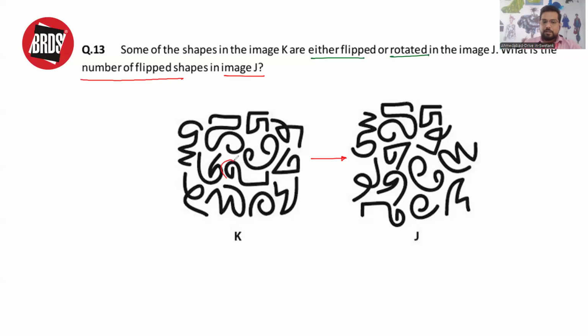But the point is the position of a few of the elements has also been changed. Like this particular one, you will find over here. So position also has been changed, but that's not my question. The question is about only those which have been flipped. So what you can do in this one is, first of all, select a particular shape, figure out the same one in the image J, and look at that one whether it is flipped or rotated or what has been done. If you are confused, like I have got this particular one which is flipped or rotated or given to us over there.